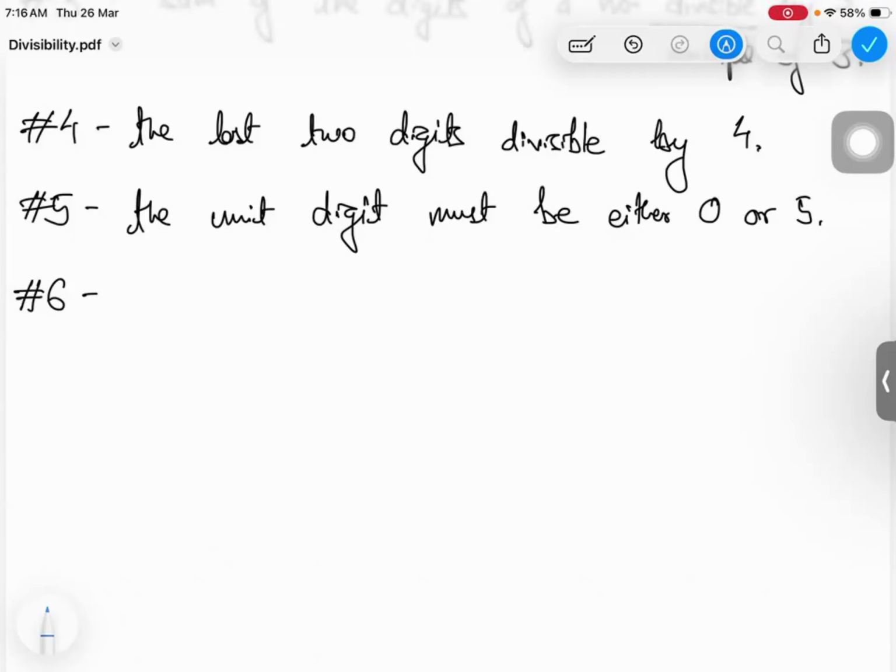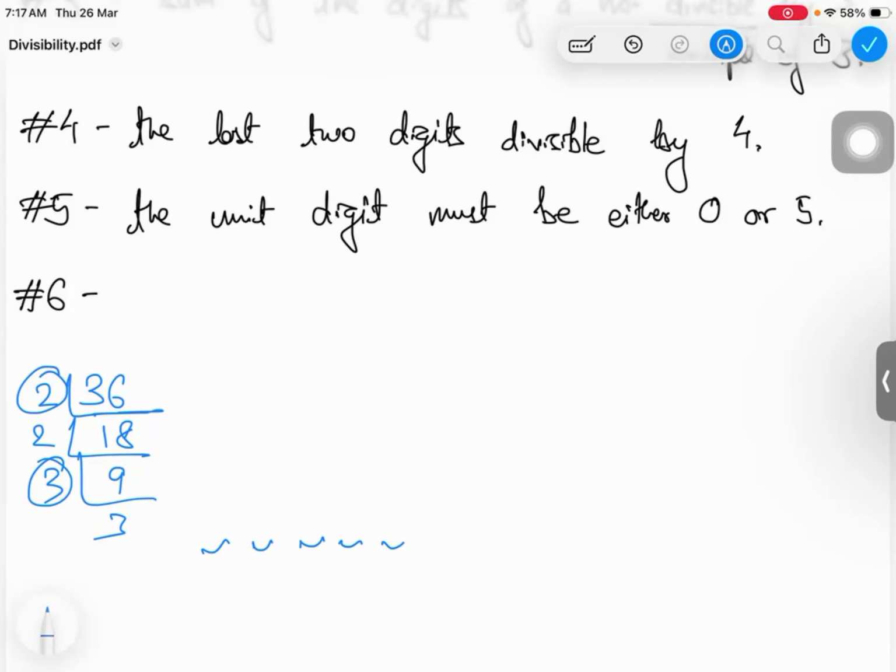I'll give you an example, let's say 36. What will be the prime factorization? Prime factorization would be 2, 18, 2, 9, 3, 3. So basically 2 and 3 are the prime factors of 36. If all the factors of 36 are dividing any number, don't you think 36 will also be dividing that number?